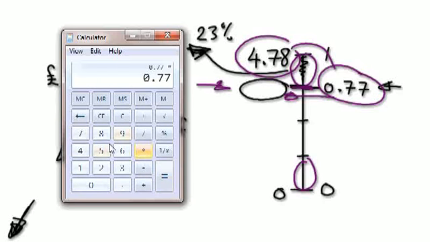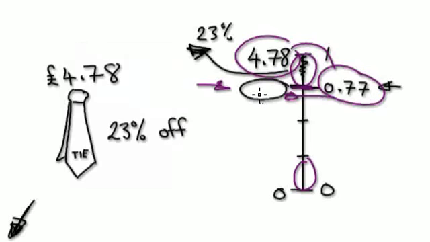0.77 times the original, which is 4.78, equals 3.68. So that's how much you need to pay for the tie.